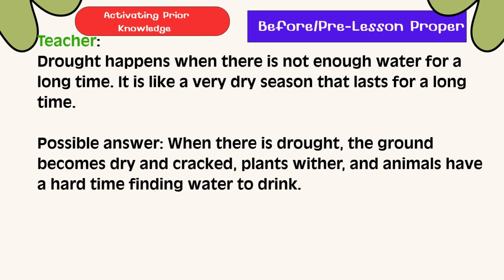Drought happens when there is not enough water for a long time. It is like a very dry season that lasts for a long time. When there is drought, the ground becomes dry and cracked. Plants wither and animals have a hard time finding water to drink.